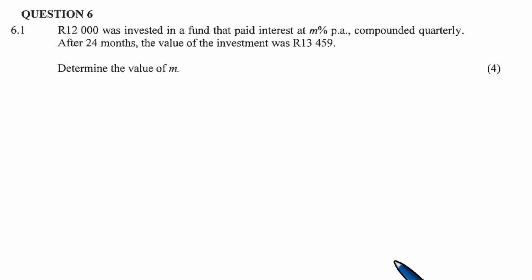Right, now here's another question. 12,000 Rand was invested in a fund that paid interest at M% per annum compounded quarterly. After 24 months, the value of the investment was 13,459 Rand. Determine the value of M. What formula do we use here? Nombuso, what formula do we use here?